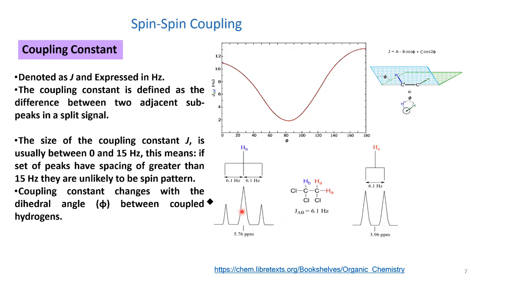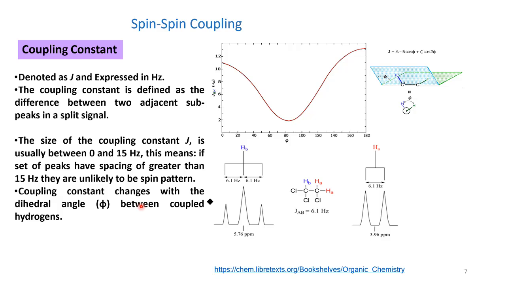If we have multiple peaks, suppose like this, the difference can be between 0 to 15 hertz. But if it is more than 15 hertz, then it might be a different peak, or a different spin pattern. So that is not a part of these single peaks.